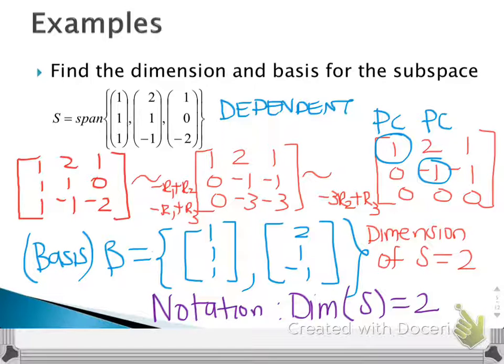And so here's an example. Find the dimension and basis for the subspace. We have S spanned by these three vectors, okay? I put dependent there, but we're going to find that out. The first thing you need to do is put it in a matrix and then row reduce. So make sure you check my work. If there's anything that's not clear or not correct, if I made an error, make sure you let me know.